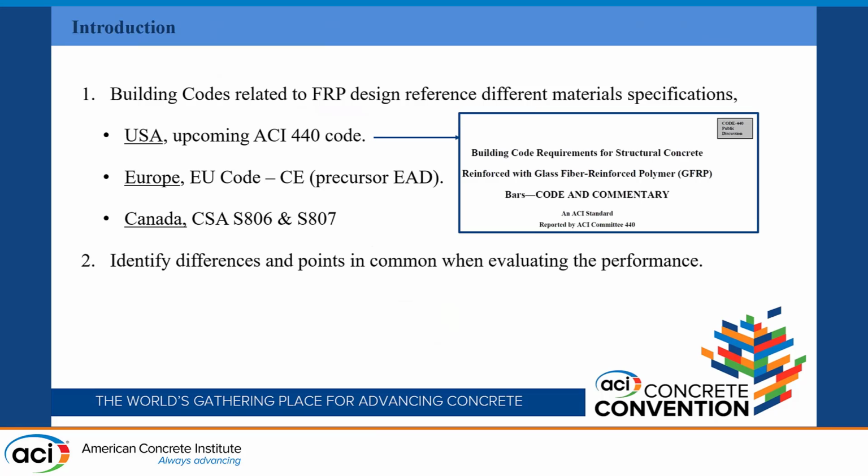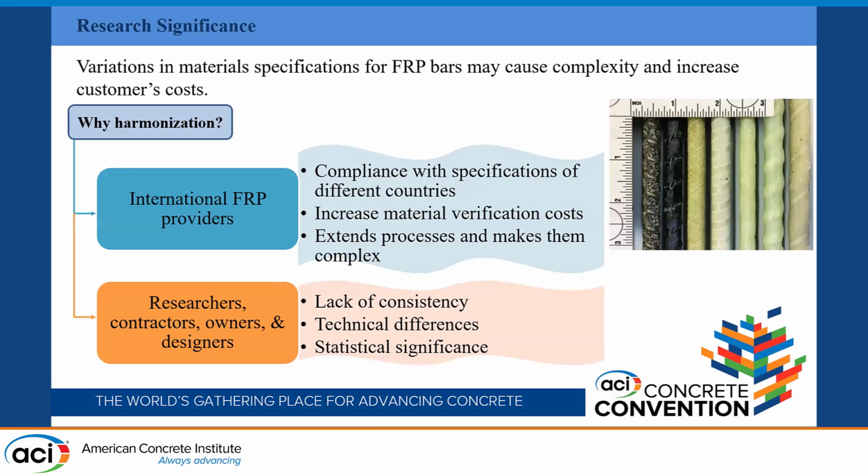For example, in the US, if you go to the ACI 440 documents or other related documents, you see that they all refer to the ASTM codes. In Europe, they have their EN and ISO standards. The same thing applies to Canada, Egypt, Iran, and all the countries, each referring to specific documents. So why are we going to harmonize all these documents?